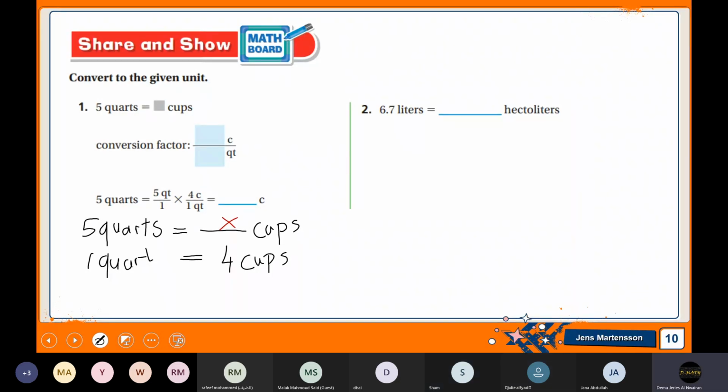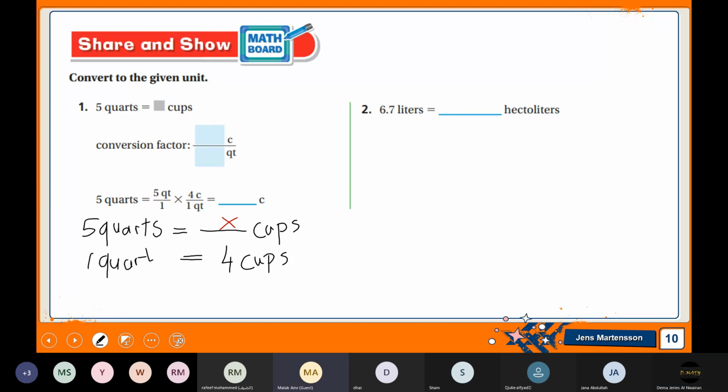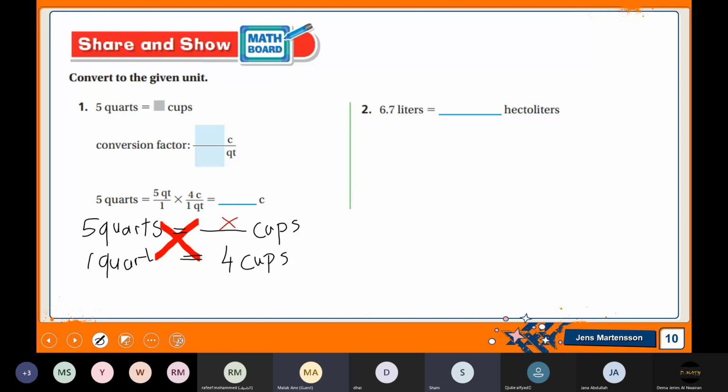Okay, Malak Amr. Yes, teacher. What will you do next? Now, teacher, I will make the X. Cross product. Okay. And now I will say 1x equals 20. Bravo.